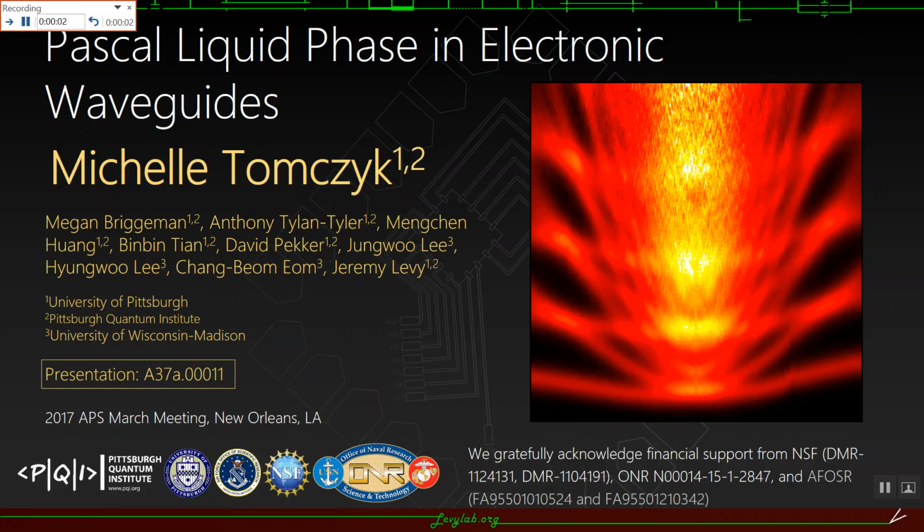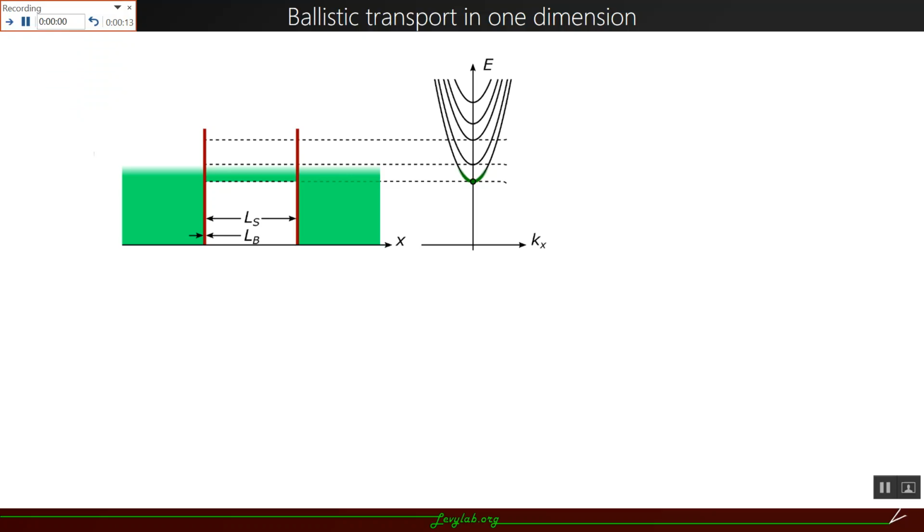Hello, my name is Michelle Tomczyk, and I'm with Jeremy Levy's group at the University of Pittsburgh. Today I'll be discussing some interesting electronic behavior that we observe in electron waveguides at the lanthanum aluminate strontium titanate interface.